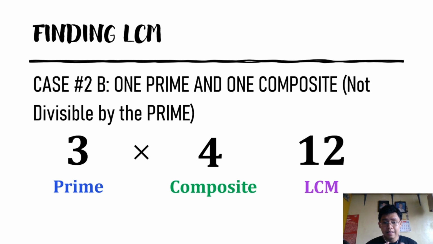So again, in this case, case number 2, 1 prime and 1 composite. Now this time, our composite is not divisible by our prime number. So ang gagawin lang natin, we are just going to multiply our prime and composite to get the least common multiple.